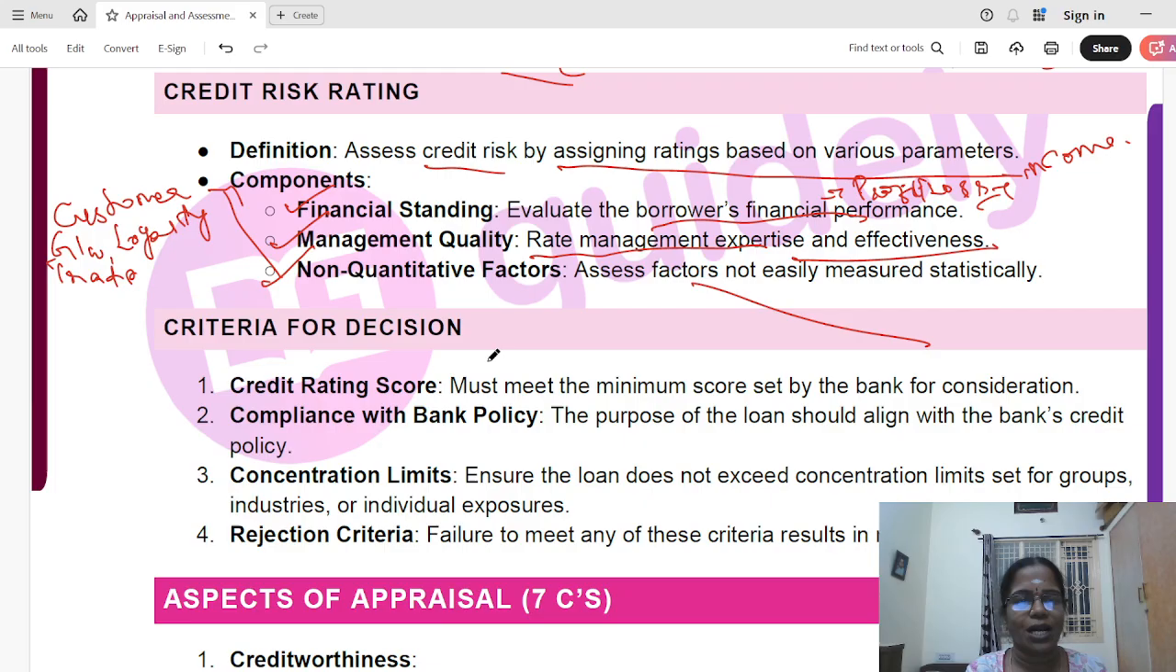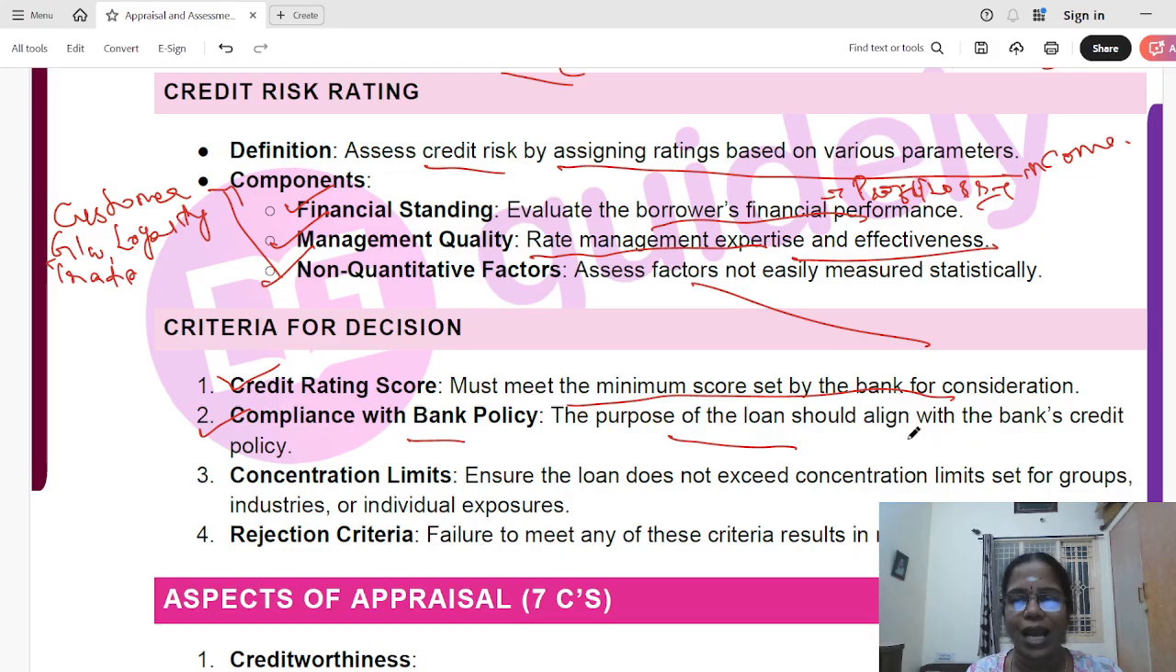Criteria for decision. What are the criteria they have to use? Credit rating score must meet the minimum score set by the bank for consideration. So for their loan to be considered, they have to meet the minimum credit score. This credit score varies from one customer to another based on the nature of the business, the amount applied, and the nature of the loan applied. Everything comes into the picture.